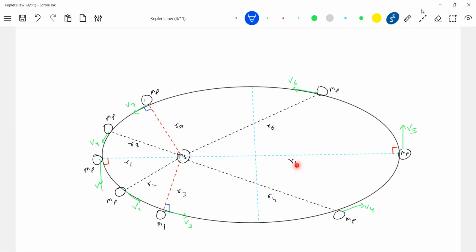So this is R5. This is position 5, 4, 3, 2, 1, 6, 7, 8. Let's go for what will happen to the overall speed. I'll start with 1. So when it moves from 1 to 2, what will happen to the speed of the planet? Will it increase or decrease? So I can say that from 1 to 2, the speed increases.